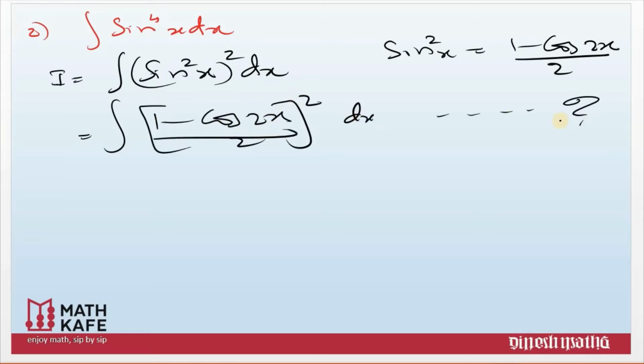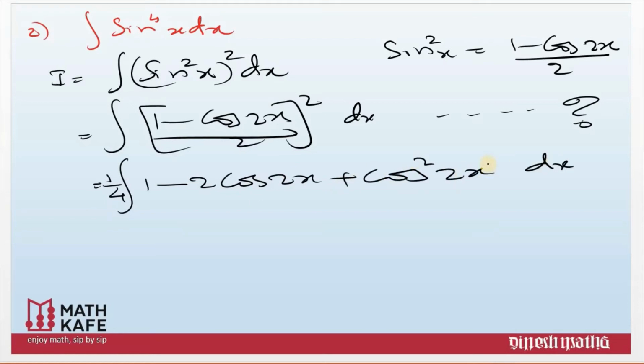Can you integrate from here? No way. You need to simplify further. First of all, the whole divided by 2, the 2 square is 4, so that 1 by 4 I am writing outside. Now 1 minus 2 cos 2x plus cos square 2x, using the basic a minus b the whole square identity.